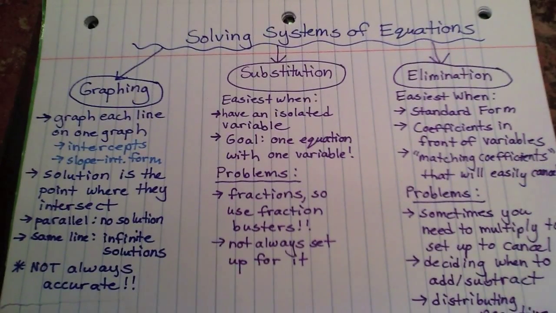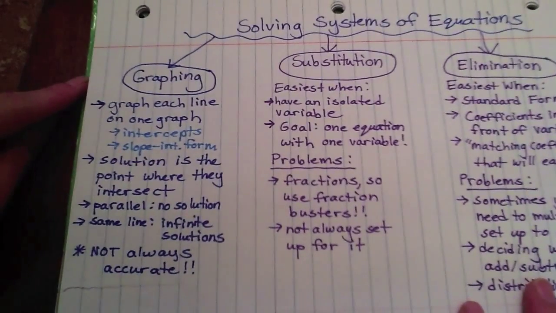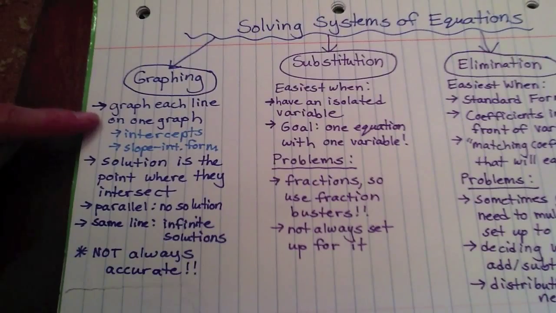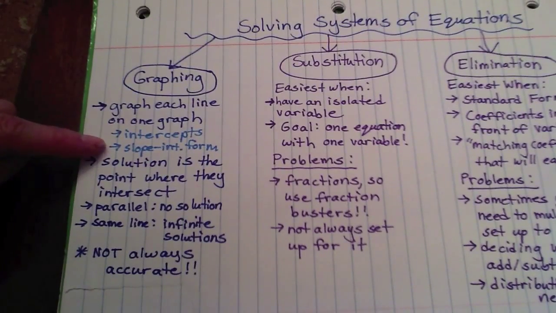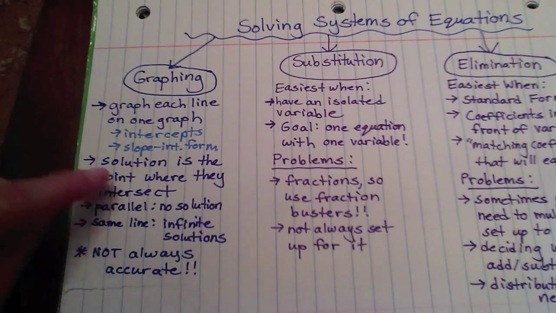Main thing you need to remember is that in this chapter we have three ways of solving systems of equations. The first way was graphing. And when we look at graphing, you need to remember that you're graphing each line in one graph or on one graph. You can use intercepts or slope-intercept form. Typically, they're not going to give you something in point-slope form, but if they did, you'd either have to convert it or use that. And your solution is the point where they intersect.